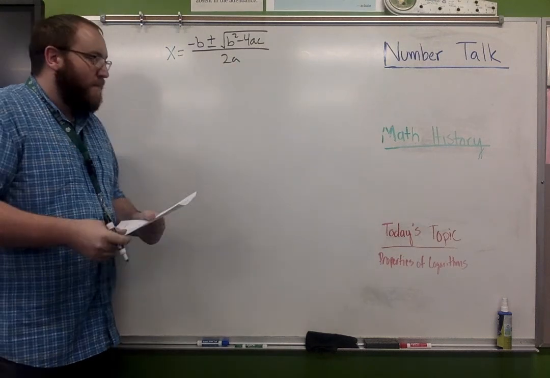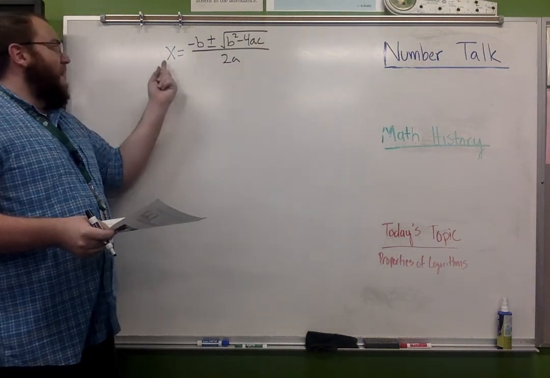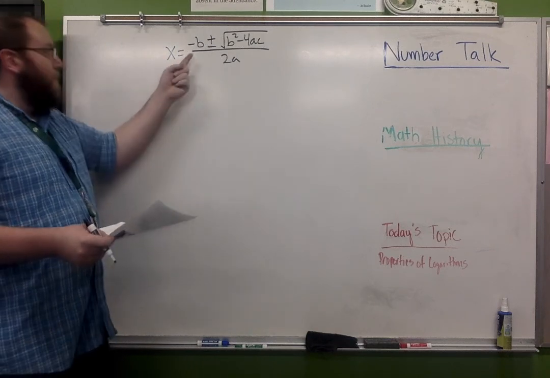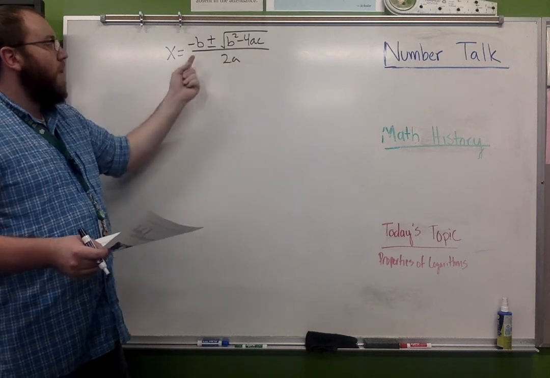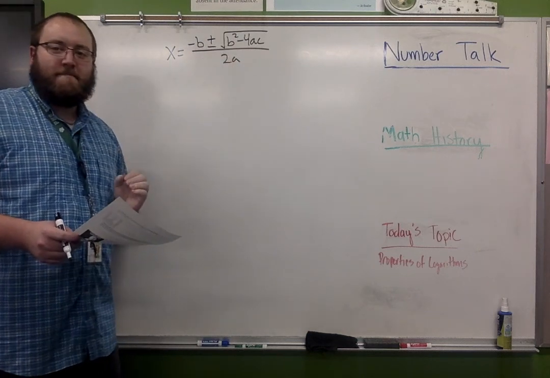So, okay, let's do it again. How goes weasel? x equals negative b plus or minus the square root of b squared minus 4ac all over 2a.